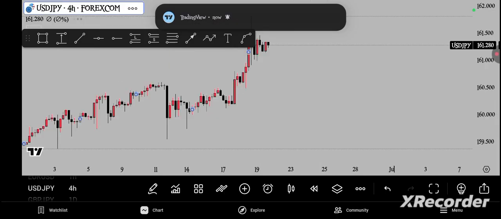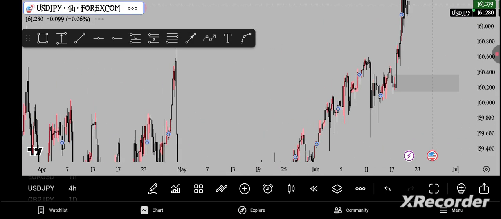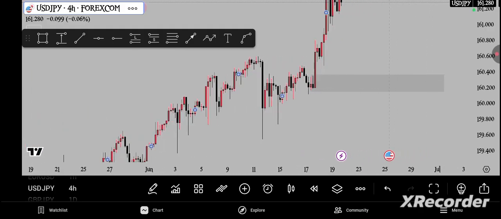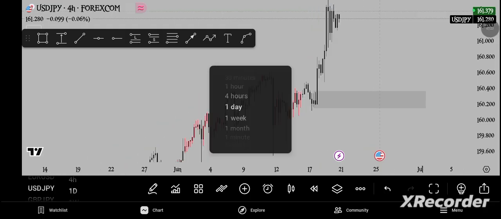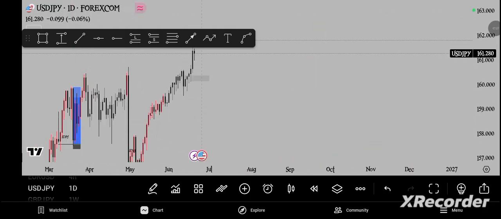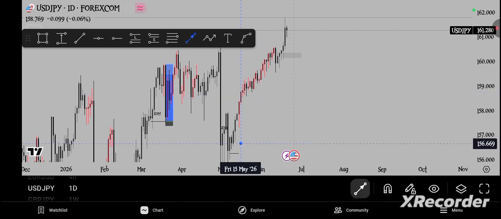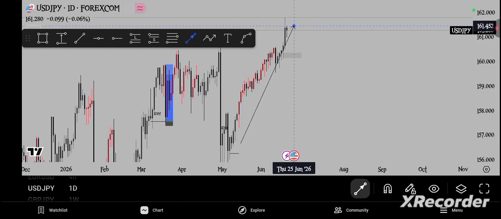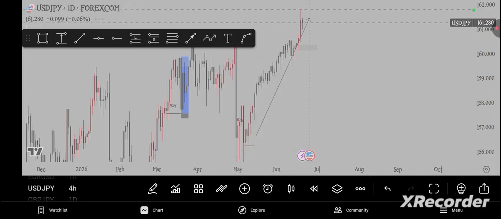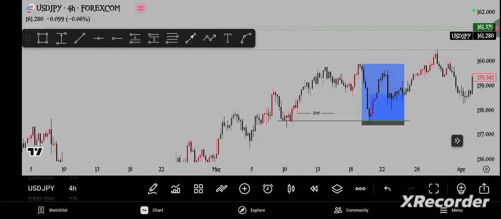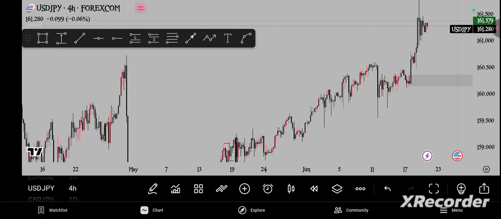Coming to USD JPY, I already have a point I marked. On USD JPY, on the daily time frame, you can see price has been what? Price has been bullish. So going to the 4-hour time frame for a clearer structure.